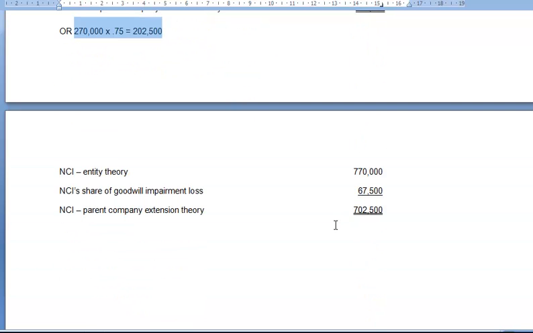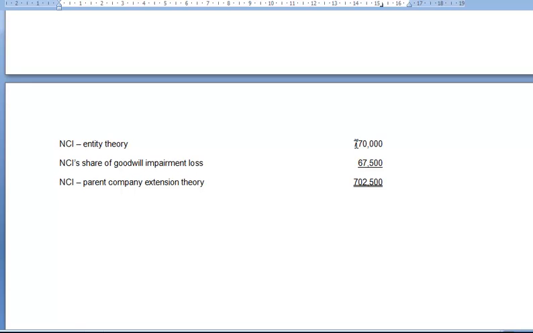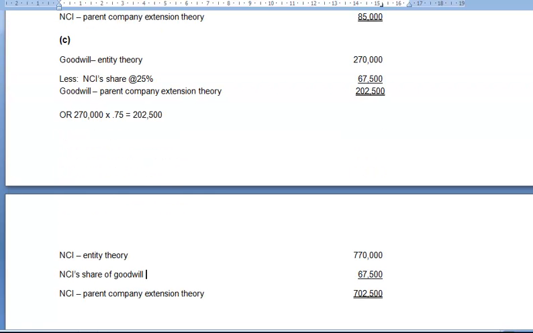Now if we're calculating NCI on the balance sheet, we know that NCI under the entity theory was $770,000. But don't forget, that also includes NCI's share of goodwill, right? And we already know that they wouldn't pick up their share of goodwill, right? We'll take it out, and that would give you NCI under the parent company extension theory of $702,500, because again the parent would only be picking up its share of NCI, right?